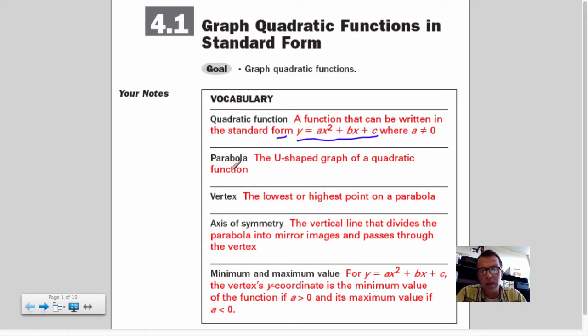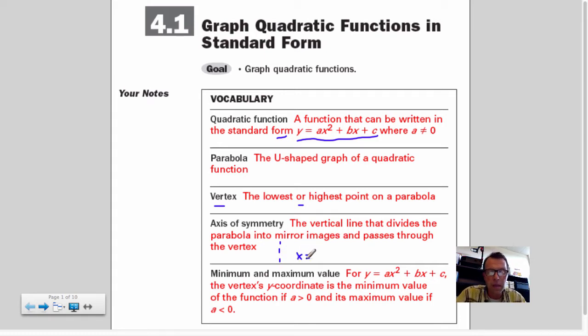What is a parabola? It is the U-shaped graph of a quadratic function. What is the vertex? It is either the lowest or the highest point on a parabola. The axis of symmetry is a vertical line that divides the parabola into mirror images and passes through the vertex. I always draw the axis of symmetry as a dashed line. It's a vertical line. It's an x equal to line.